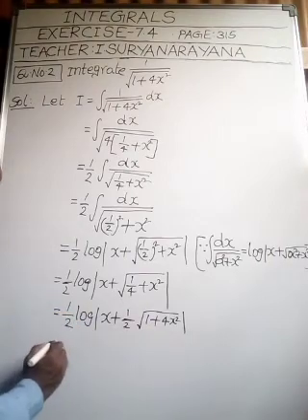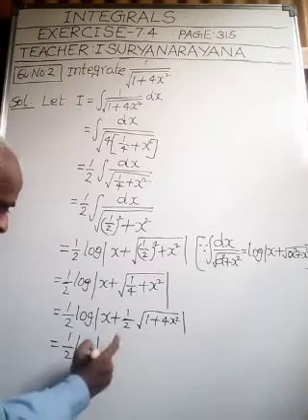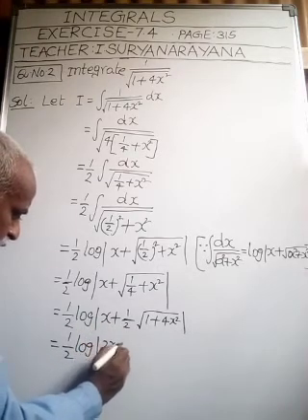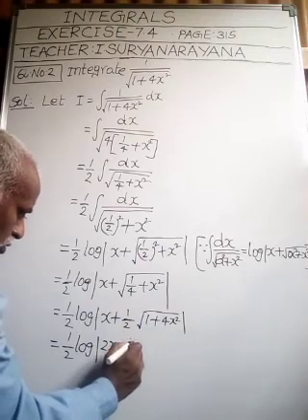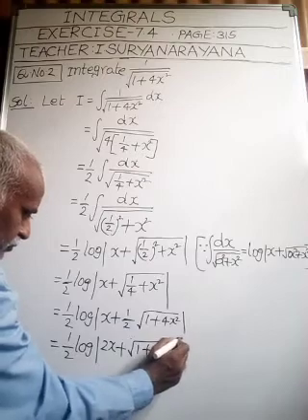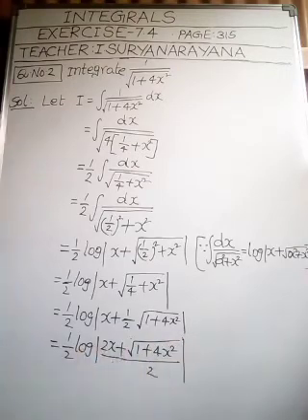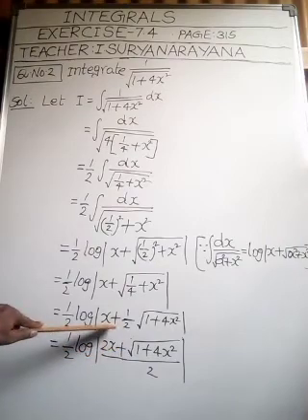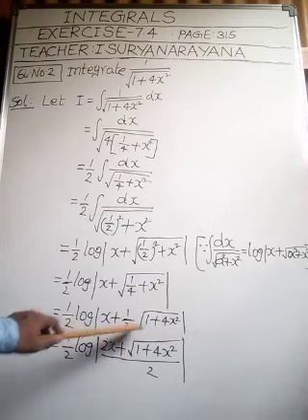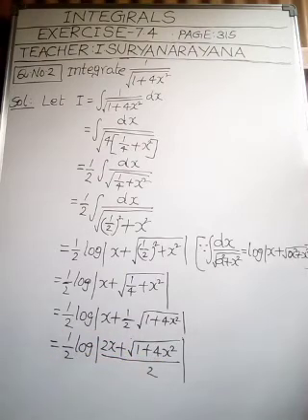Right. This implies 1 by 2 log mod. Again, if you take LCM, 2x plus square root of 1 plus 4x square, whole divided by 2. By taking LCM, the LCM is 2, then we get 2x plus square root of 1 plus 4x square. Understood this step, my children?